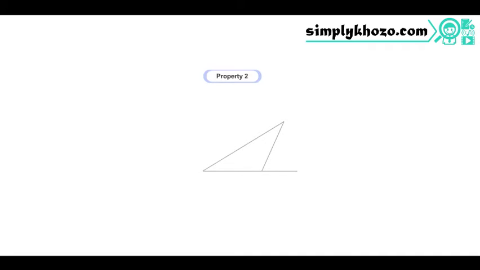Property 2. In a triangle, an exterior angle equals the sum of 2 interior opposite angles. This property can be verified with the help of an example. For example, let's consider a triangle ABC where the magnitude of angle A is 30 degrees and that of angle B is 40 degrees. You need to find the magnitude of the exterior angle ACP.